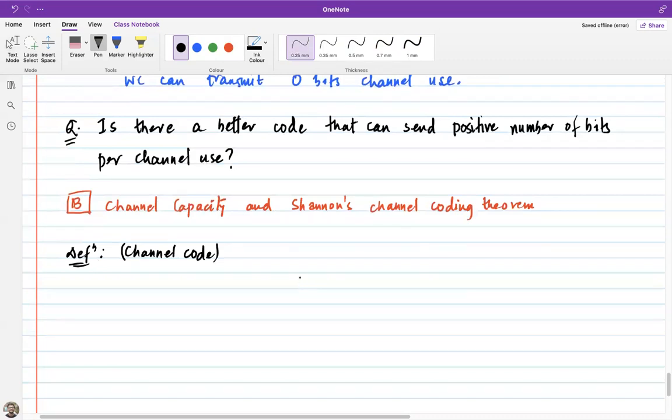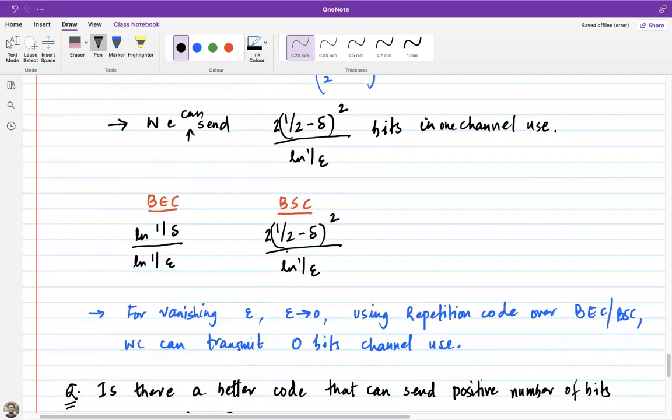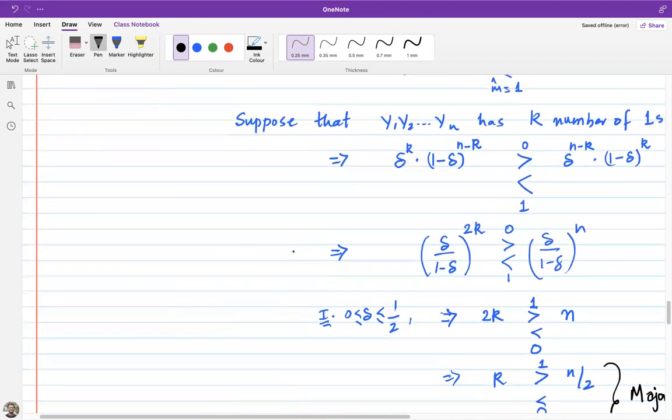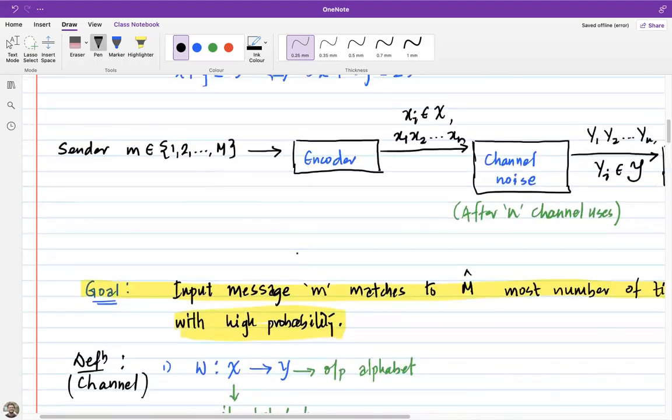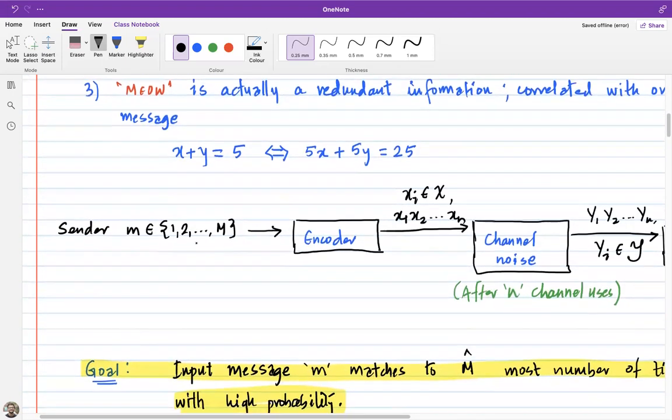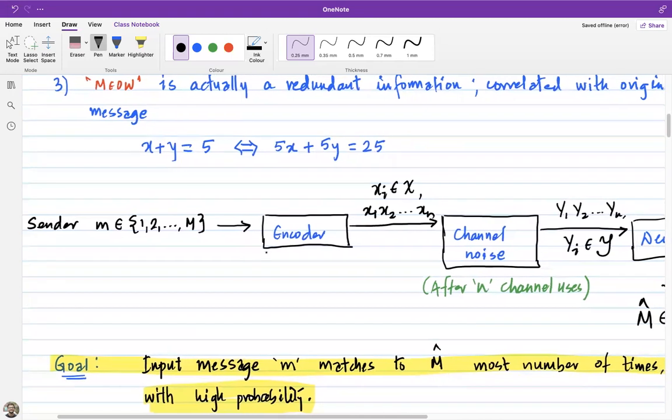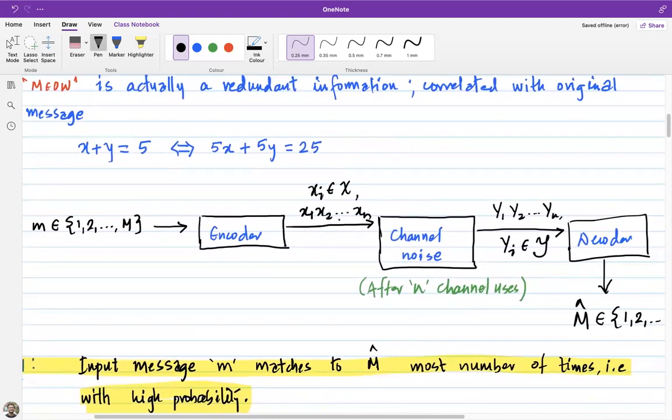Before that, I would like you to go back to our example, the communication model example that we had considered earlier. Here we wanted to send some messages. There was a set of M messages, which was encoded to give some n-length output, so as to make sense to the channel noise that it sees. And after it is transmitted through the channel, you get the output something like Y1, Y2, and so on.